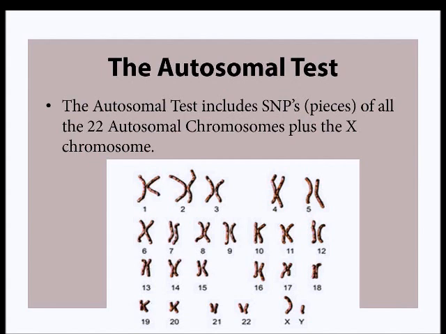Now, the autosomal test includes SNPs or pieces. SNP stands for single nucleotide polymorphism. It takes little snips of all the 22 autosomal chromosomes, plus the X chromosome. It does not include the Y chromosome. Each testing company takes about 700,000 SNPs of the DNA.